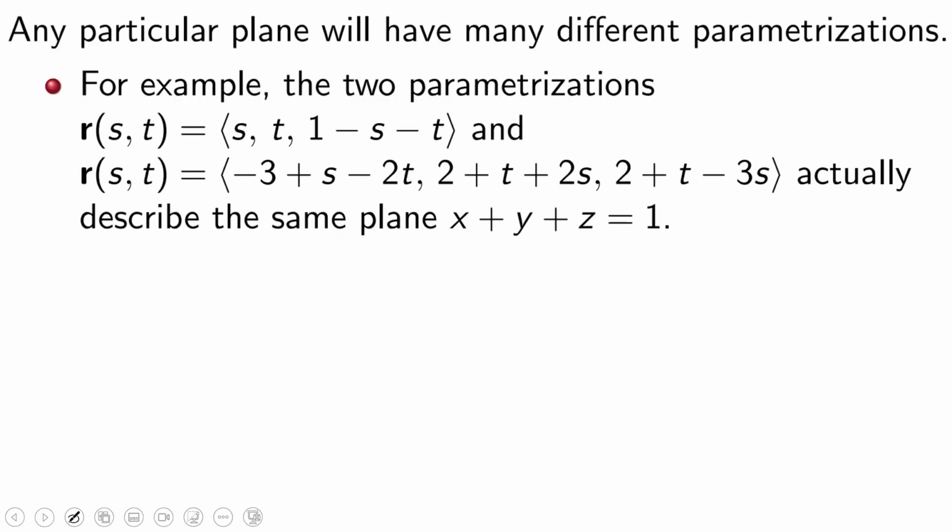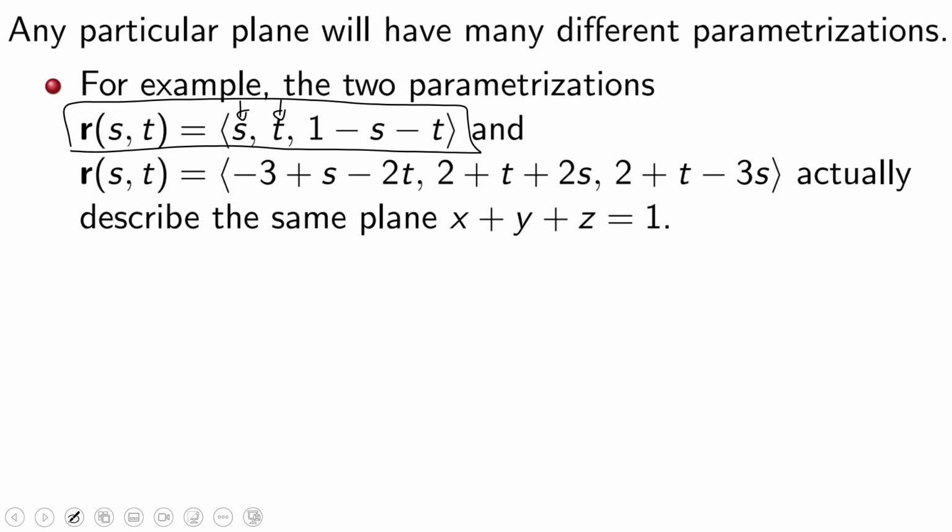Now, to use the surface integral and the polar integral, here, this is the parametric equation. R is given in terms of the two parameters s and t, right? The first coordinate is x, the second one is y, the third one is z, right?